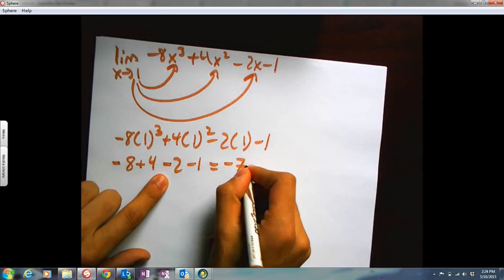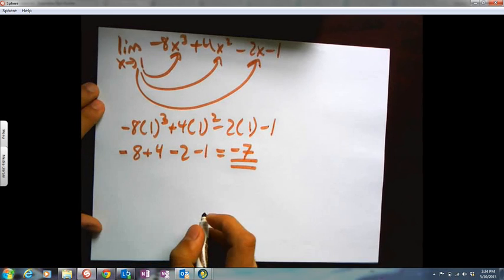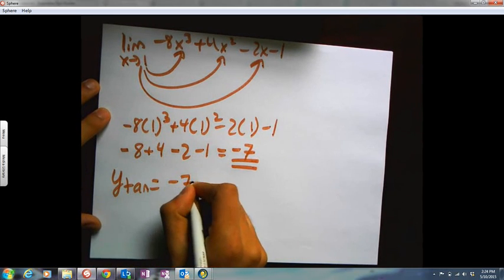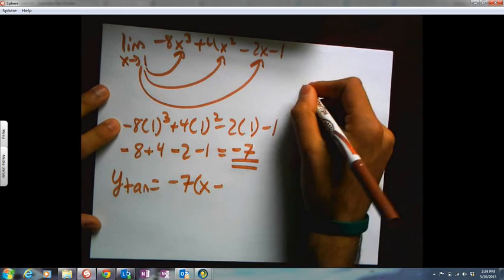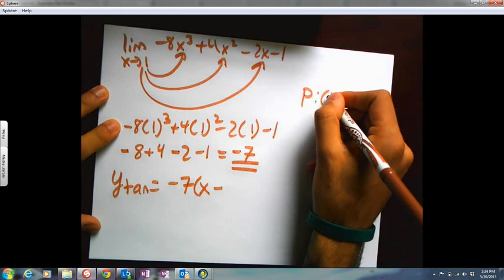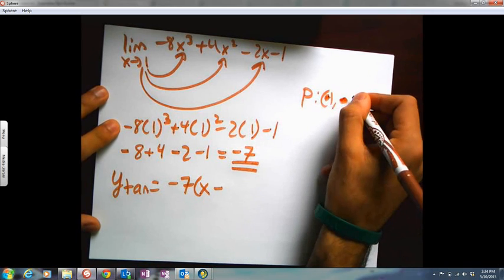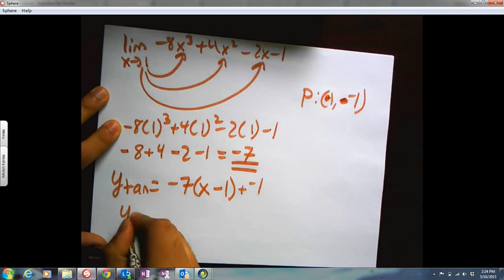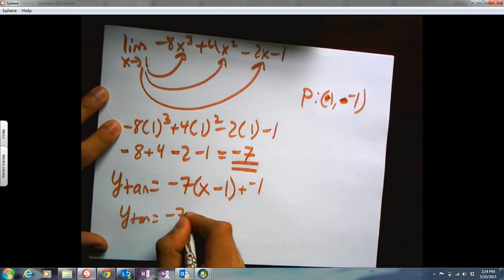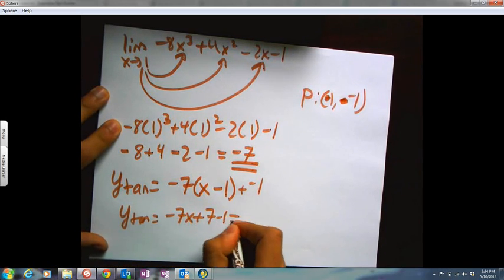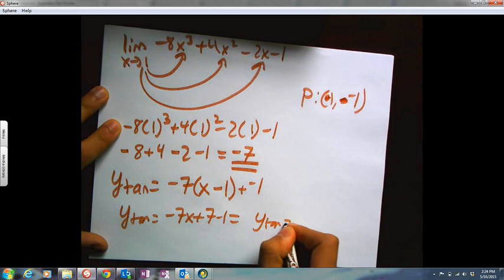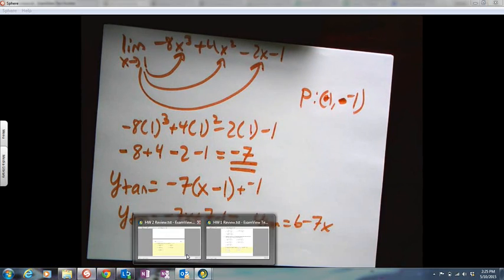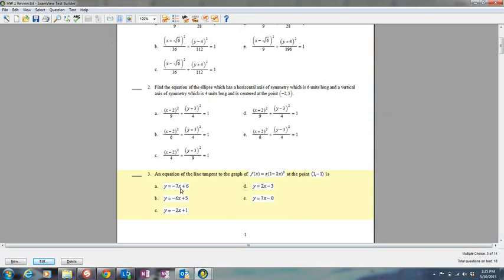So the slope, remember we're trying to write the equation of a tangent line. Y tan equals m times x minus, remember our point was 1, negative 1. Y tan should be negative 7x plus 7 minus 1. So it should be y tan equals 6 minus 7x, negative 7x plus 6. Answer A is the correct answer.